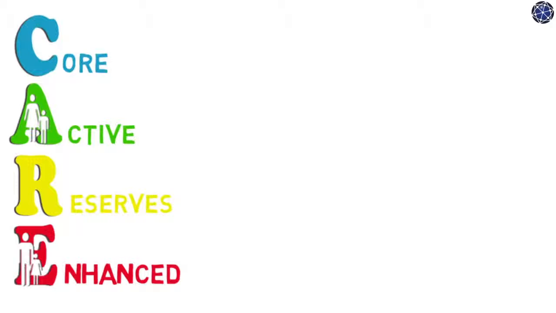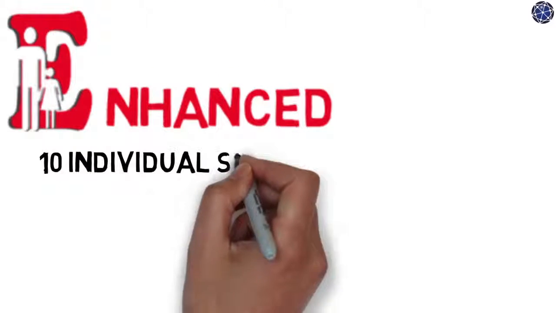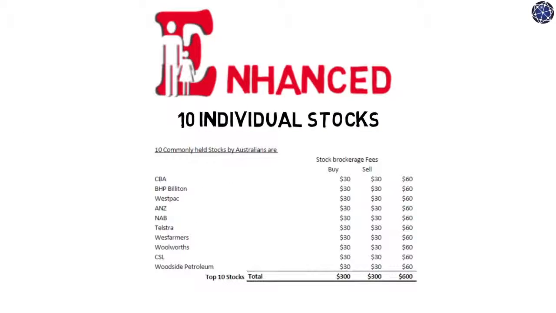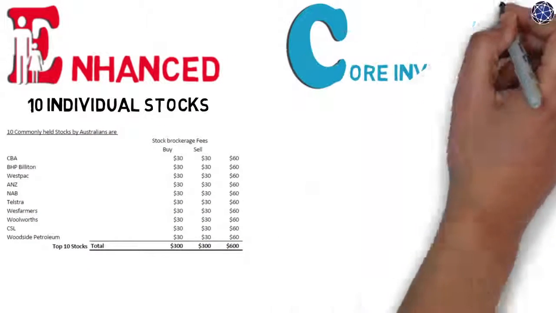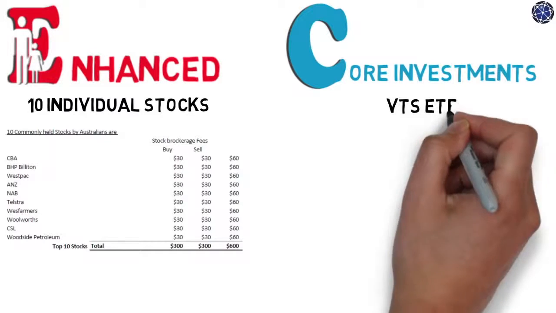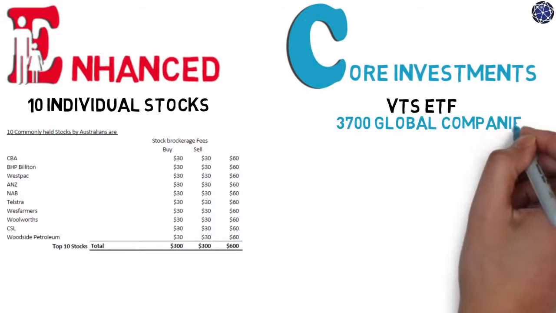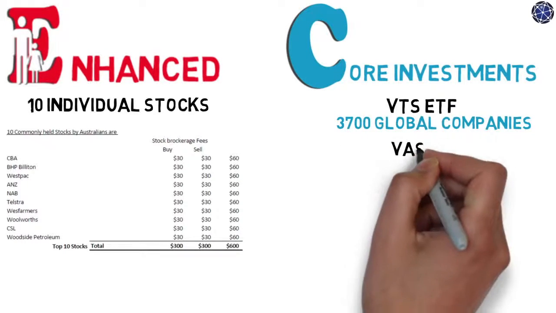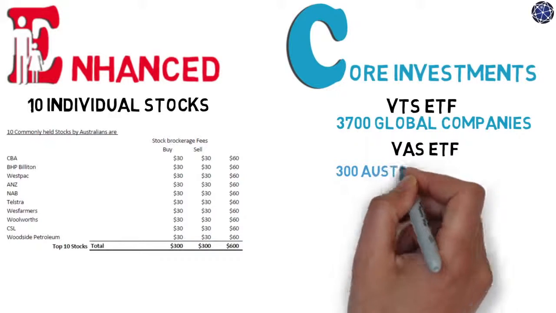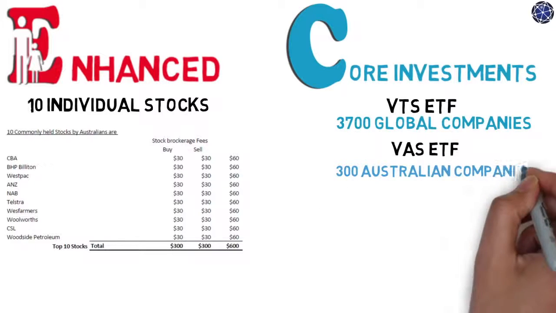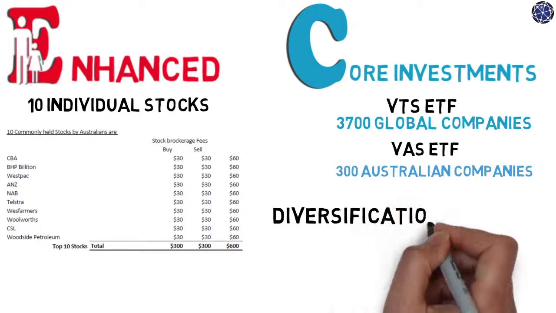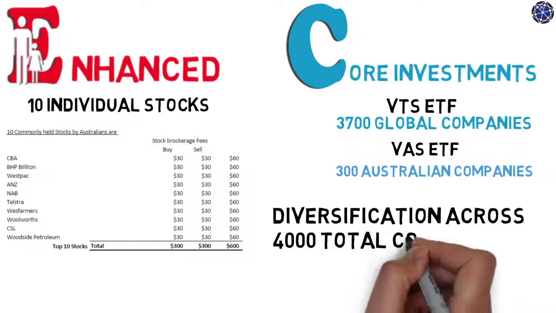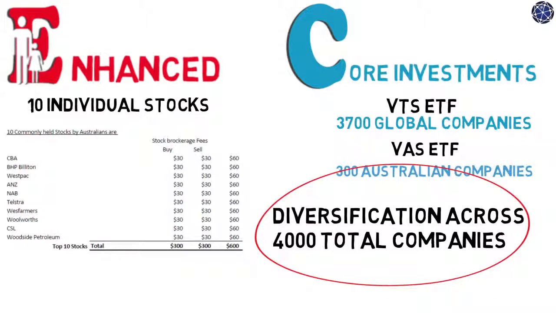Now let's look back at isolated parts of the CARE portfolio we've constructed. We have, for example, 10 individual stocks potentially under the enhanced component. And we've now added, for example, the VTS ETF, 3,700 global companies, and the VAS ETF, 300 Australian companies, into the core component, which diversifies our portfolio across approximately 4,000 individual companies.